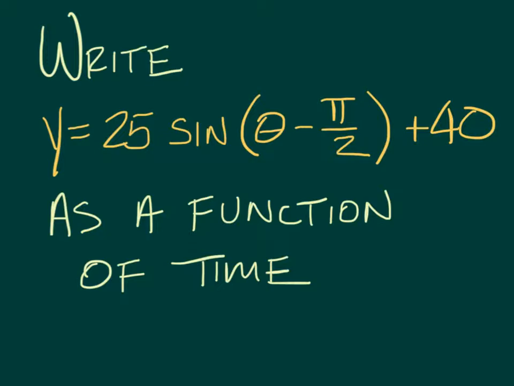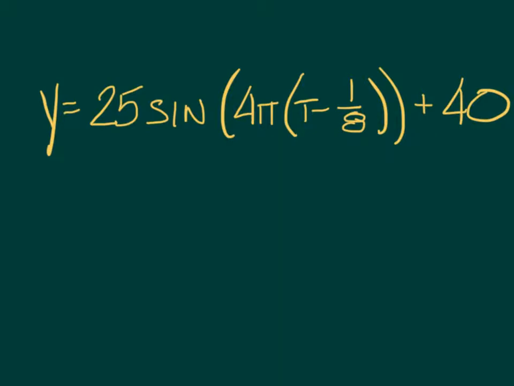So now we have to write y equals 25 sine of the quantity theta minus pi over 2, close the quantity, plus 40 as a function of time. We're going to take out the pi over 2 and we're going to insert something that's going to be more beneficial to us. So now we come up with this. Y equals 25 sine of 4 pi times the quantity t minus 1/8, close all quantities, and then plus 40.